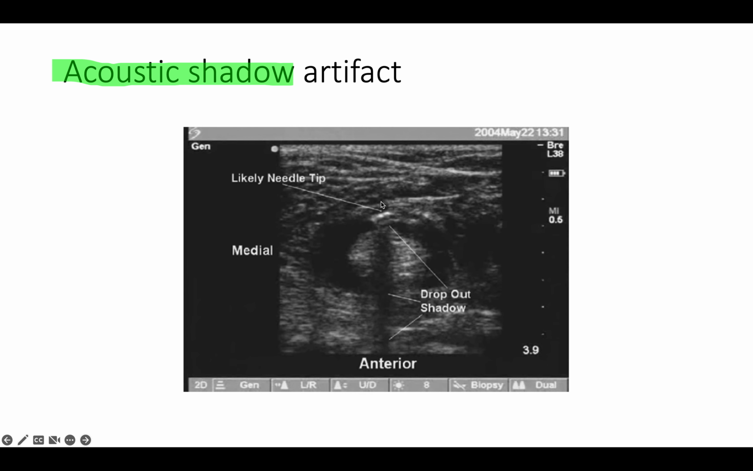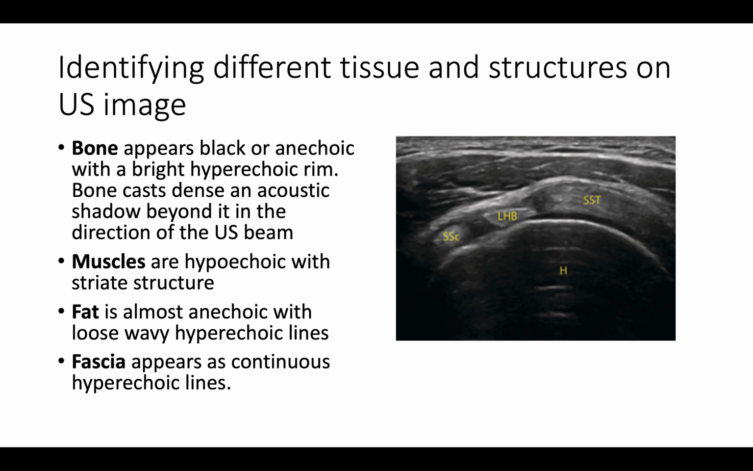Acoustic shadow artifact. Here we're showing the needle, and the needle casts this acoustic shadow, and it's like a drop out. There's no picture here. This is very common with, let's say, bony structures. Imagine ribs creating those acoustic shadows on the liver, or when you do paravertebral or intercostal blocks. So that's also a very common artifact that you have to know.